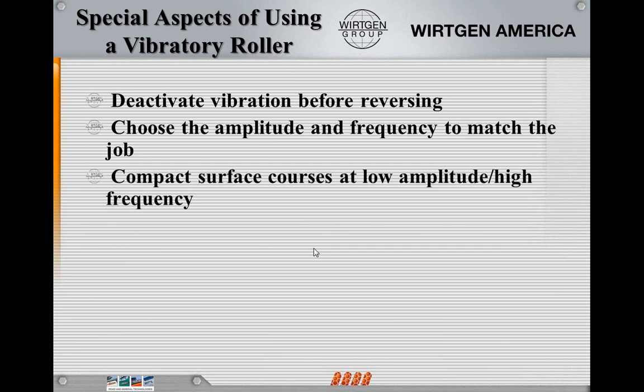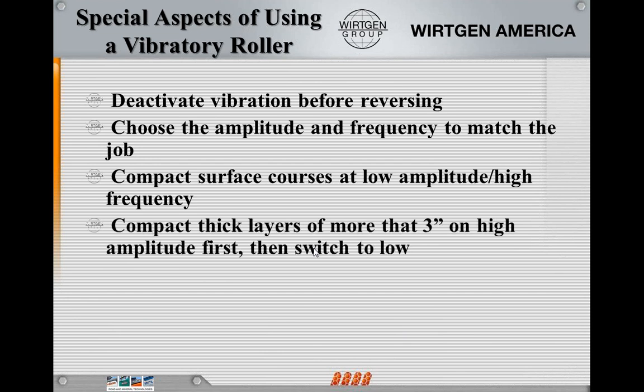Compacting surfaces, I usually like to start out on a low amplitude with a higher frequency, because then I can always go to a higher amplitude with a lower frequency with more force if I need to. Unless we're compacting mixes, maybe 3 inches or more, and that number will vary depending on the type of aggregates that we're looking at and the oil that's in there. But then normally we want to get that initial compaction right away, so we want to go to a high amplitude with a lower frequency.